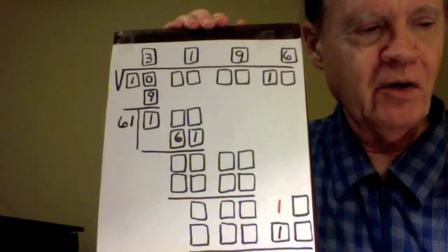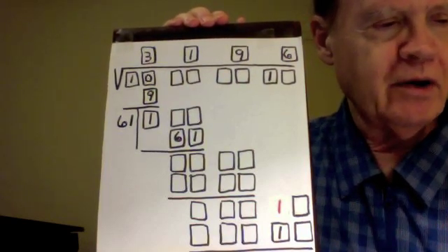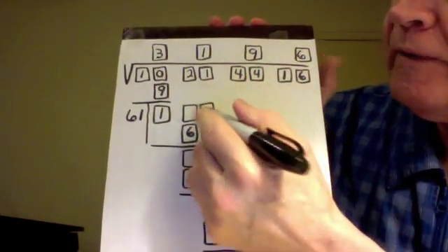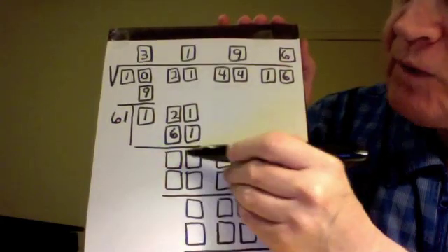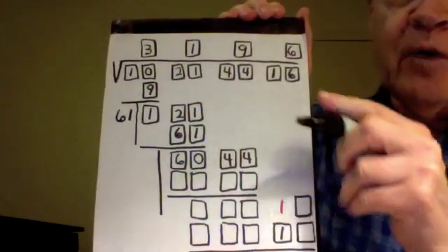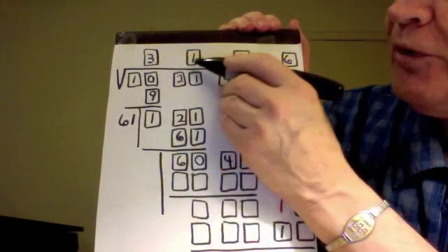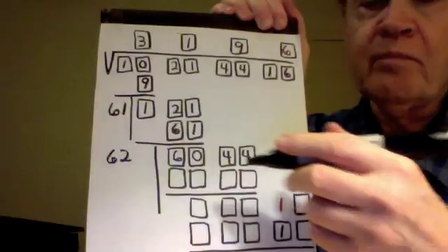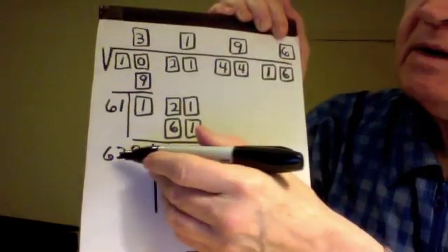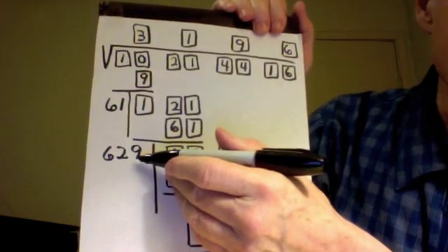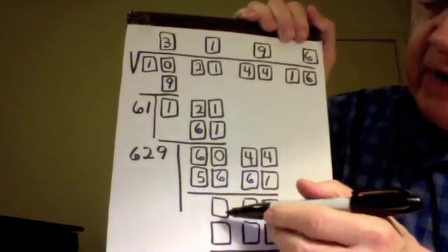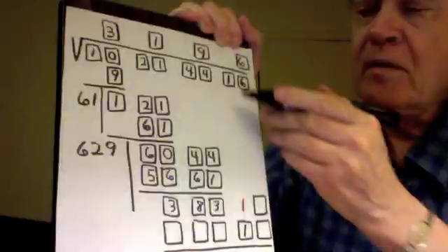3,196 squared is 10214416. So we bring down the 21 here. We subtract 121 minus 61 and we get 60. We bring down the next group, 44. For our next divisor, we double 31, which is 62. We make this 629 times the same numeral 9. 629 times 9 is 5,661. We subtract here and we get 383. The 1 has been brought down.